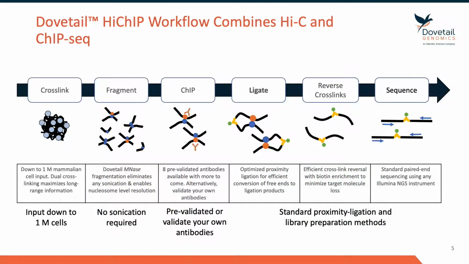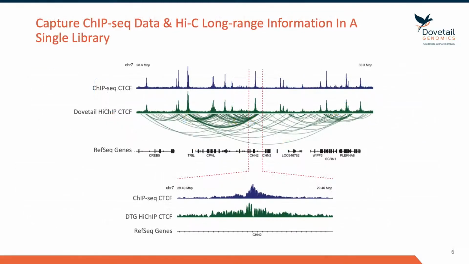So what's really cool here is if you combine the MNase-based approach to Hi-C with an immunoprecipitation post-fragmentation, you get our Dovetail Hi-ChIP kit. And this allows you to look at the protein-directed chromatin conformation. So we've done that here with CTCF.